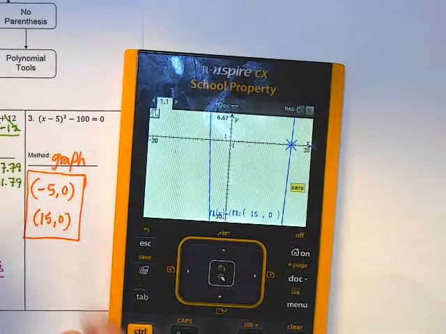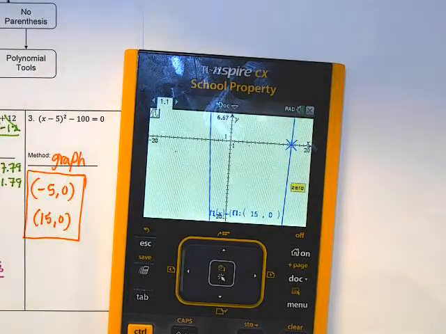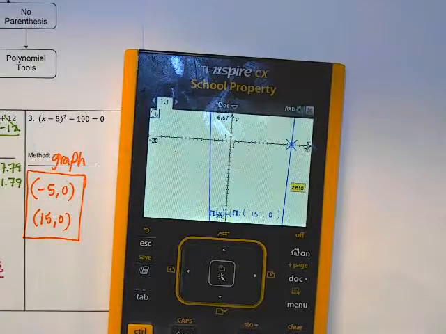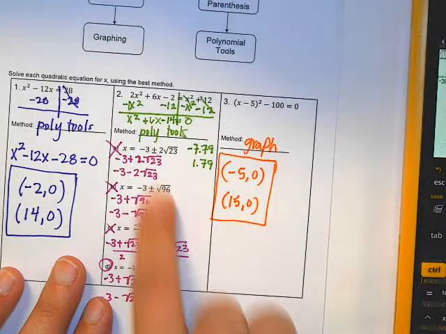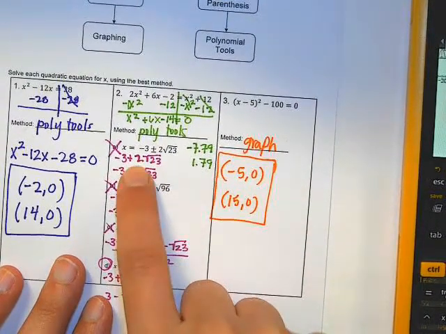Any questions? Everybody good at trace? Everybody good at the plus minus? We understand what that means. The plus minus sign means one is positive, one is negative.